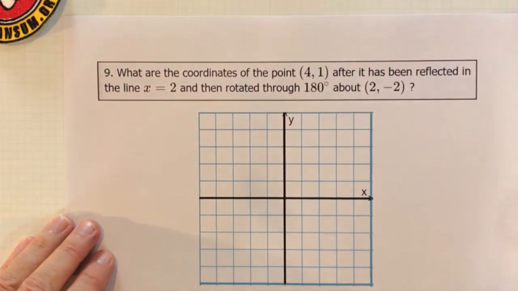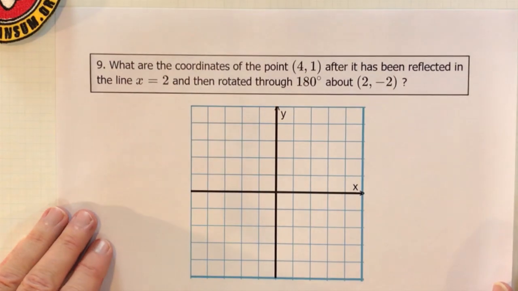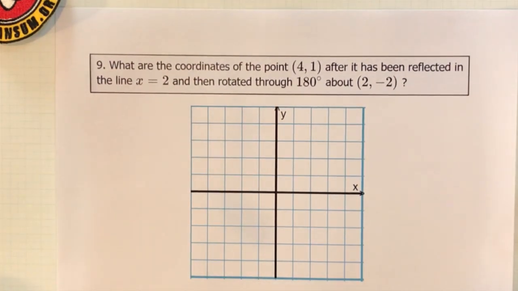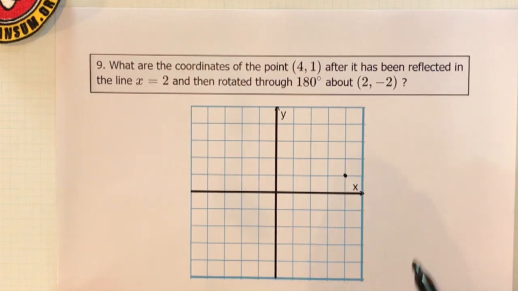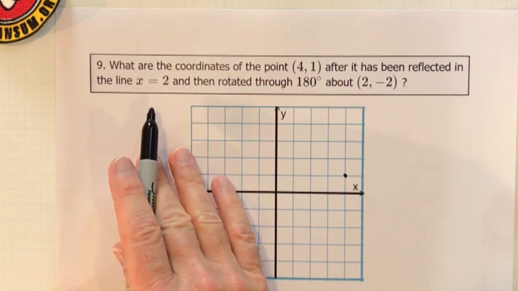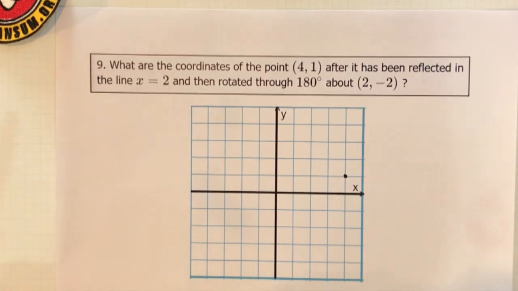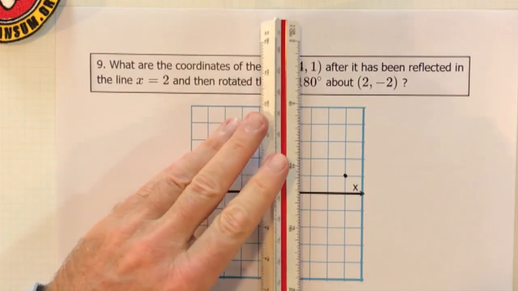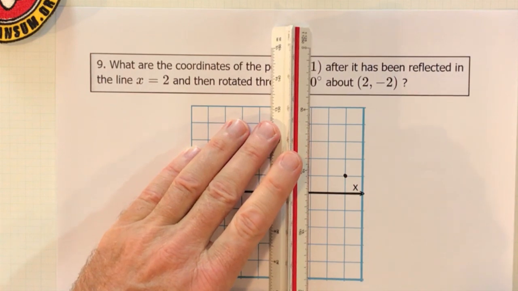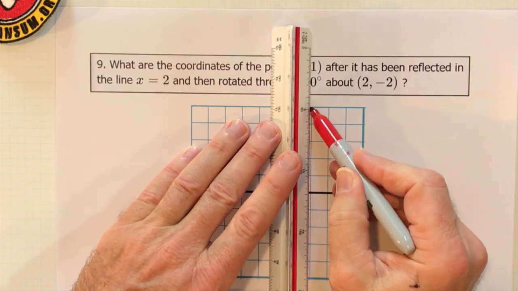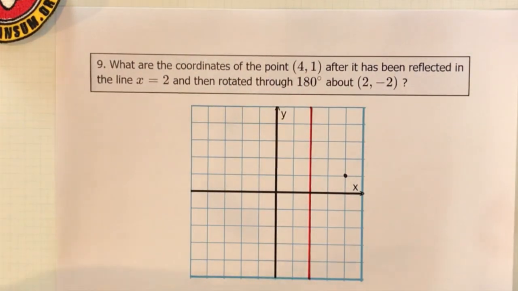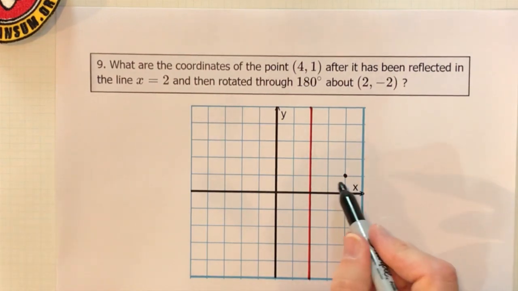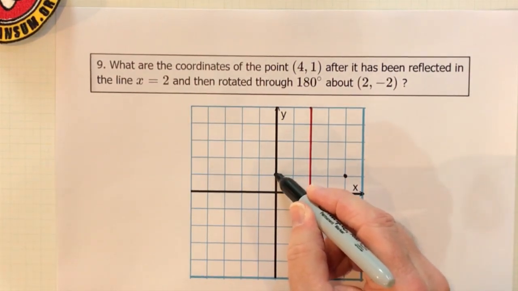And here's an example for level 6. What are the coordinates of the point 4, 1? Oh, I'll draw that. 4, 1 is here. After it has been reflected in the line x equals 2, I know what that looks like. It's all the points that have an x coordinate of 2. So I'll draw that with a red line here. And we need to reflect that point in the red line, so it will end up here.